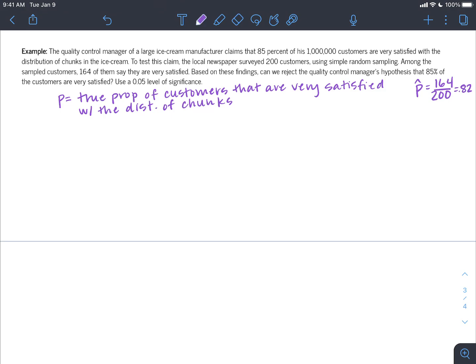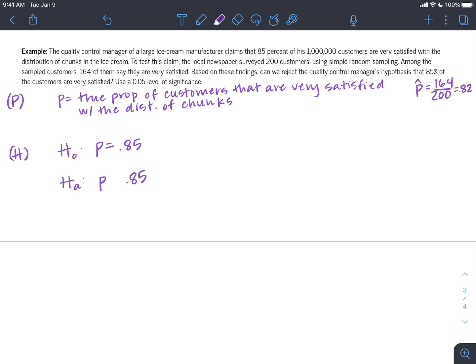All right. So far I've already kind of completed the P in PHANTOM. That's that one. Now we're going to state the hypotheses. So remember there are two, the null and the alternative. For the null, it's always going to be P equals whatever they claim. In this case, they claim that 85% of the customers are very satisfied. So we've got to decide, what are we testing here? Now, we did get a P hat that was lower than 85%. So we could test maybe that the true proportion is lower.